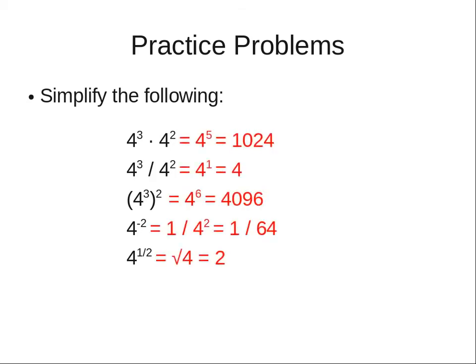Here we go. Answers. The first one simplifies to 4 to the 5th power, or 1024. The second one simplifies to 4. The third one simplifies to 4 to the 6th, or 4096 if you multiplied all the 4's together. And then the fourth one simplifies to 1 over 64. And the last one simplifies to root 4, or 2. Discussion.